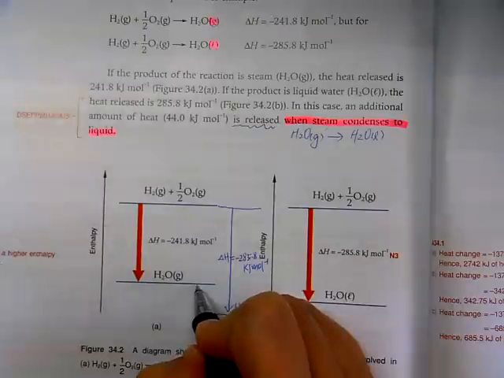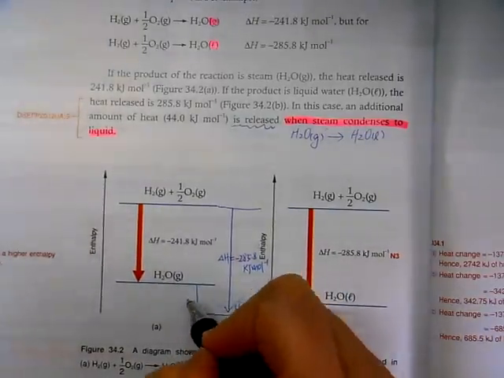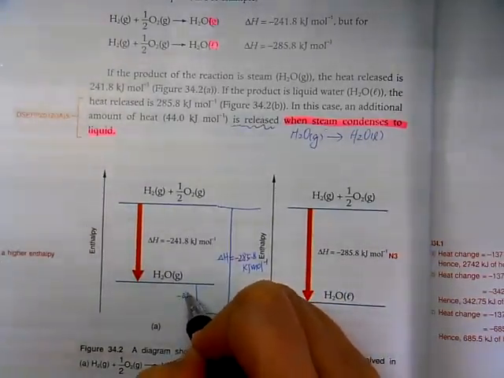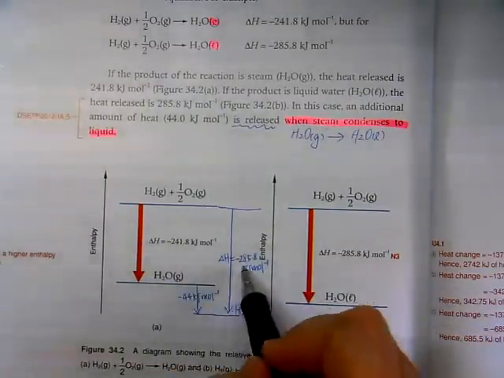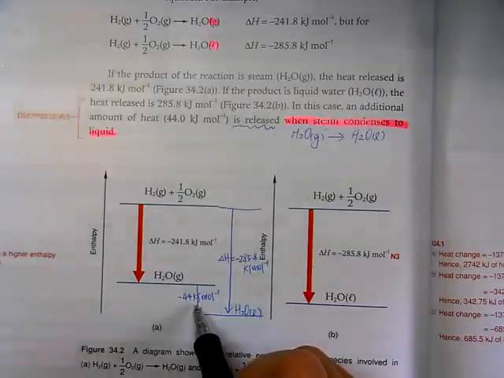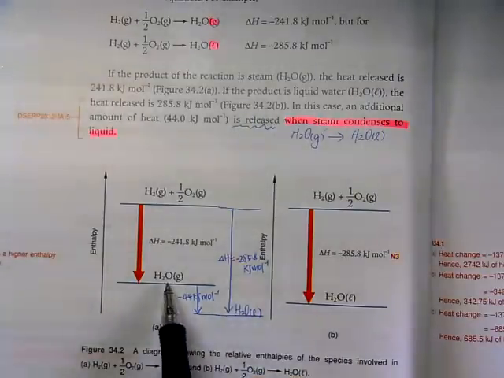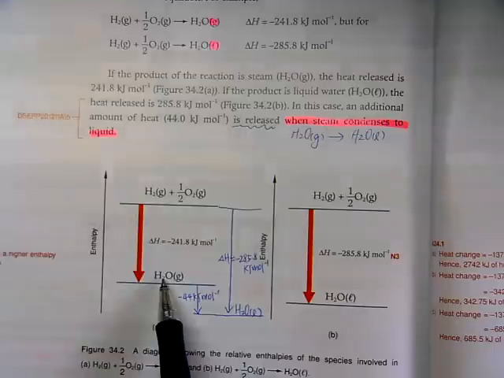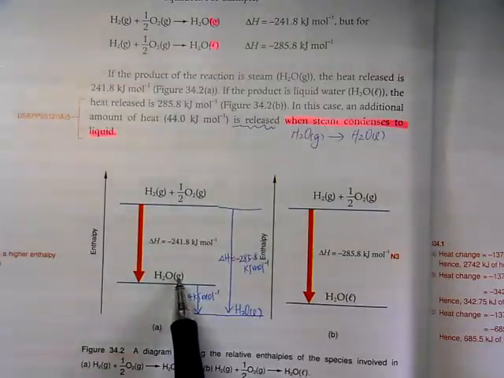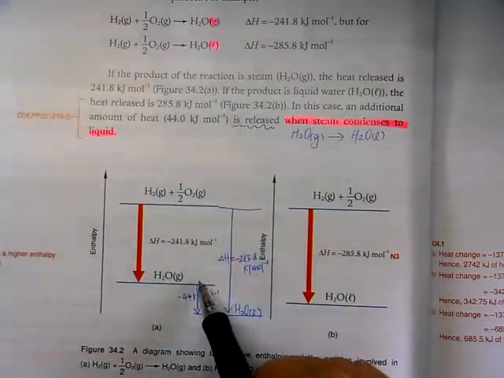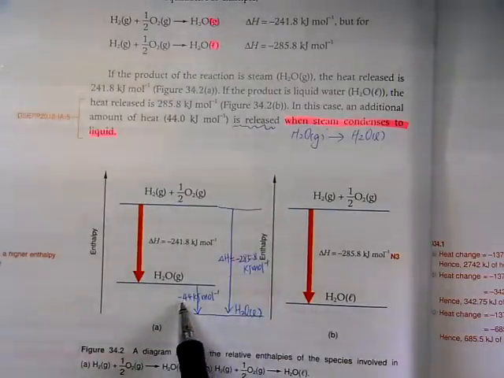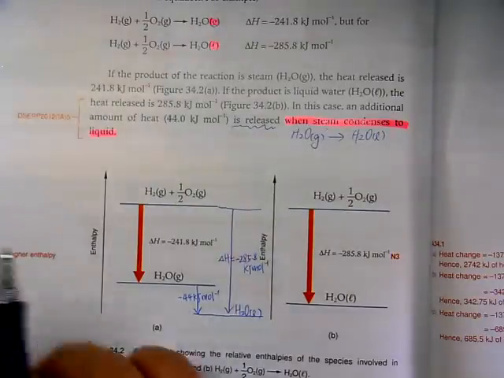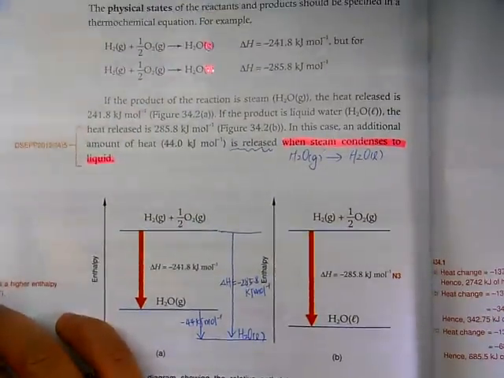From gas to H2O liquid is equal to negative 44 kilojoule per mole. Subtract these two data together, then you can work out negative 44 kilojoule per mole. In other words, when 1 mole of H2O steam at gas state condenses to 1 mole of H2O liquid, 44 kilojoule of heat is released. Do you understand?